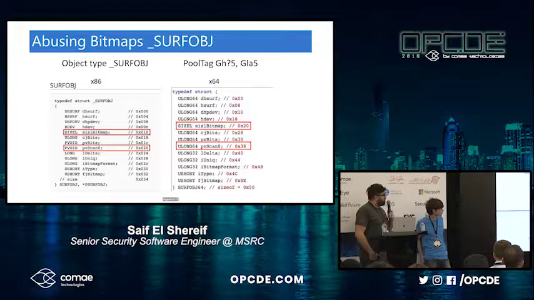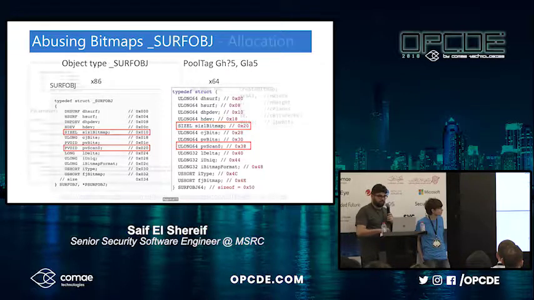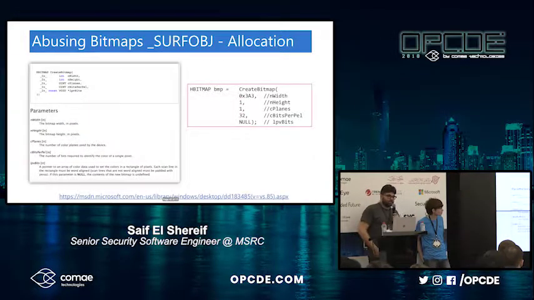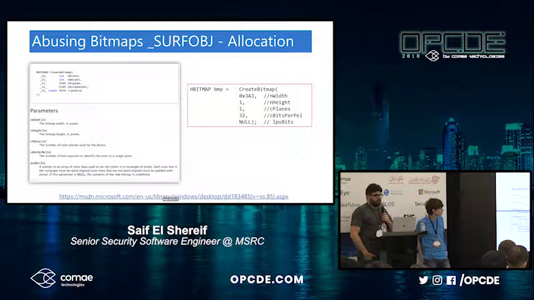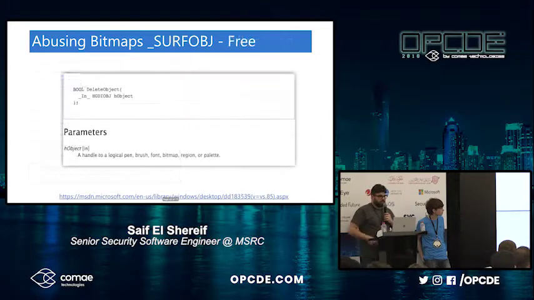As you can see, I have highlighted two members. One is sizlBitmap, which is the width and height of the bitmap that is supplied by the user. And the other one is pvScan0, which is a pointer to the bitmap bits in memory. You can allocate bitmaps using the CreateBitmap function, and you can supply a width, a height, and planes, which actually allows you to control the size of the bitmap being allocated to a specific memory at that time. And then you can free it using DeleteObject.